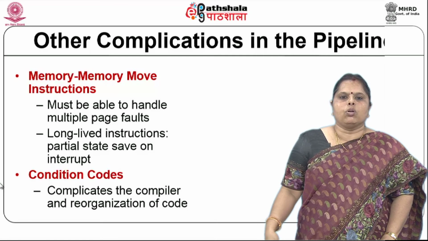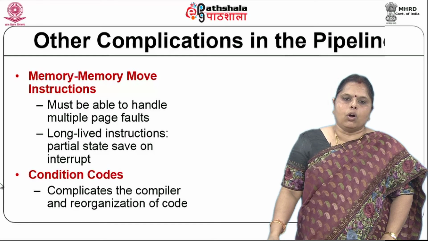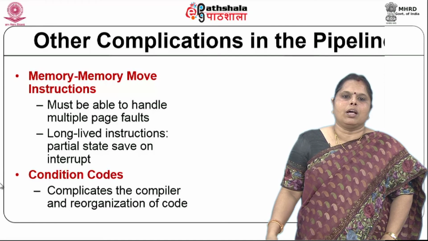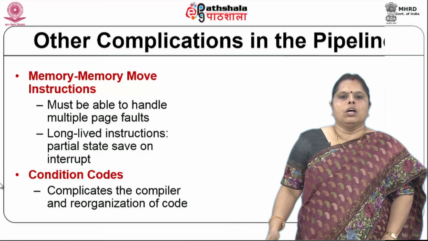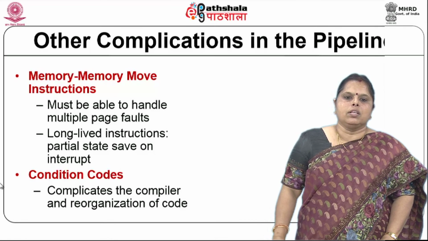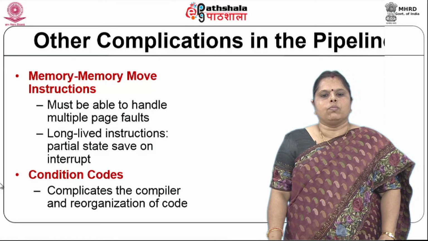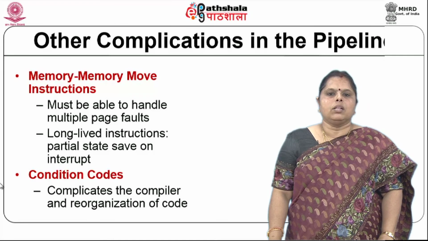Now, condition codes also complicate your pipeline, because when you are looking at condition codes, the order of instructions matters, because multiple instructions will modify your condition code. You will have to make sure which was the last instruction that modified the condition code, and you will also have to worry about how these instructions can be reordered. So, you have to be very careful while reordering these instructions. So, the reorganization becomes a major problem for the compiler. So, these are the other complications.